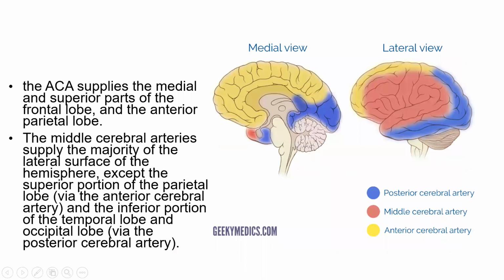Now coming towards the blood supply of the brain. There are three important arteries over here: the anterior, middle, and the posterior cerebral artery. You have to see that the middle cerebral artery supplies the majority of the lateral surface. And you can see we have used this quite pinkish color to show you. This picture is from geekymedics.com. I'm really thankful to all who have provided these amazing things on their websites.